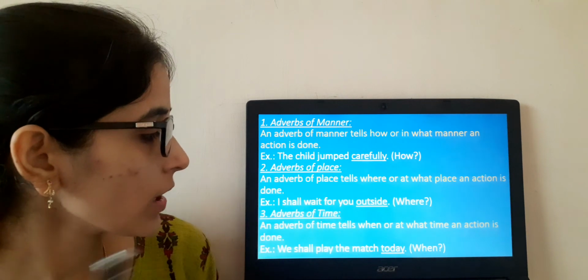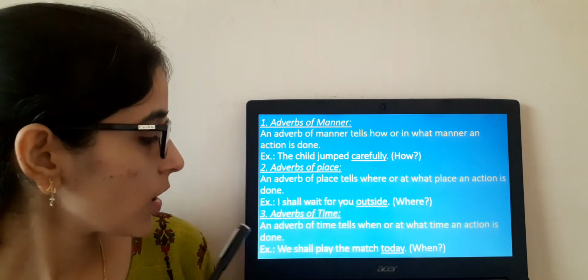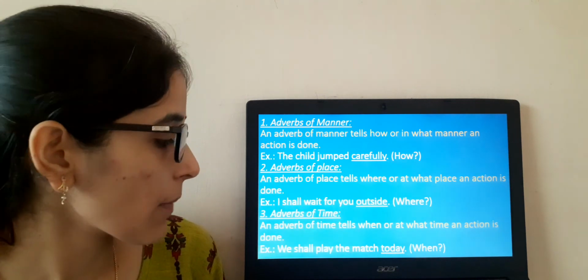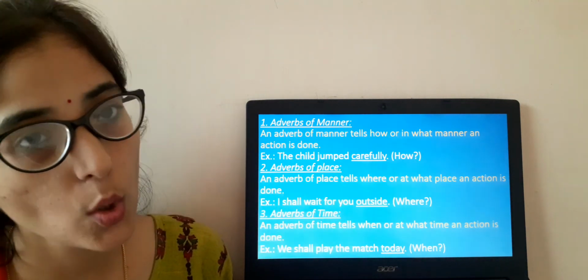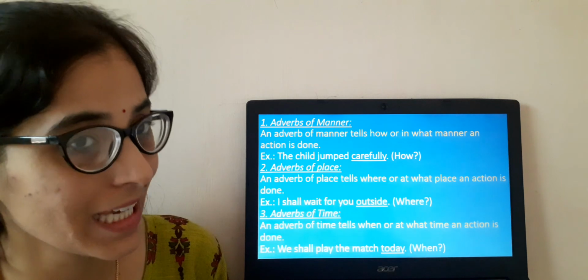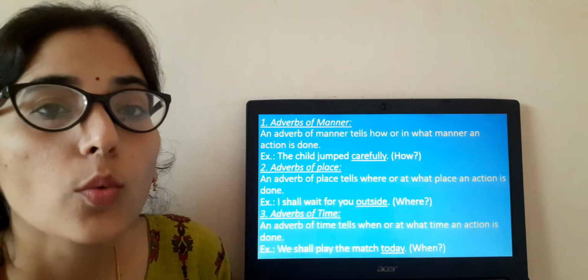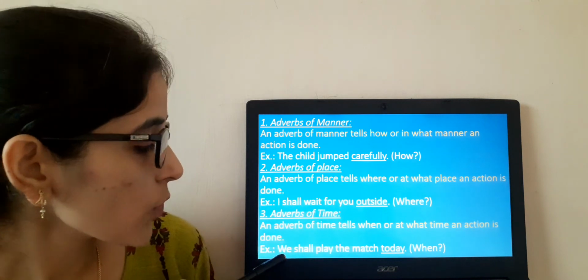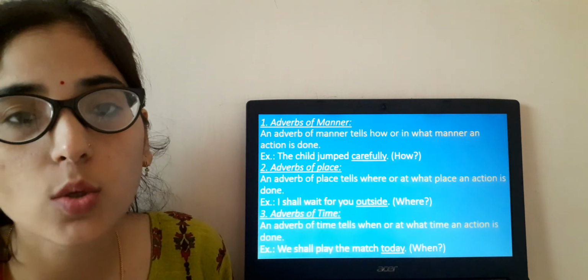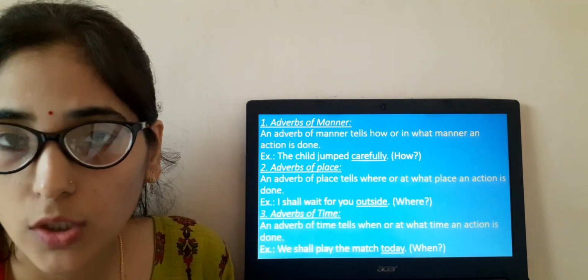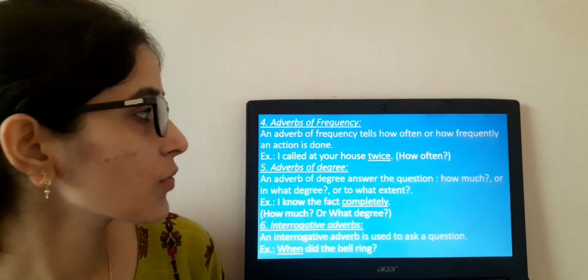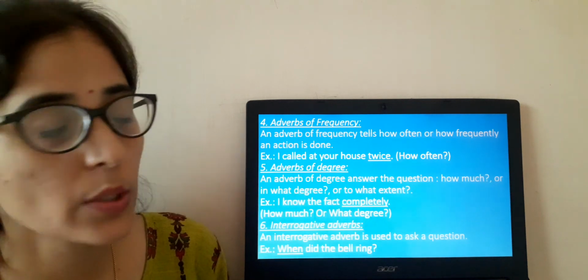Let us see the third one, adverb of time. An adverb of time tells when or at what time an action is done. So here we are mentioning the time. You are going to ask the question with when and you'll get the answer here. We shall play the match today. So when are you going to play the match? Today.